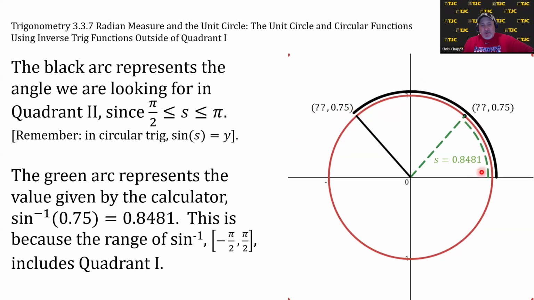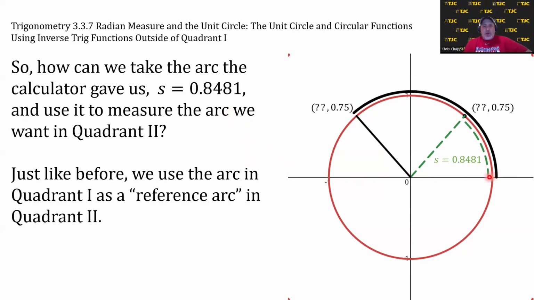Now, the green arc over here represents the value given by the calculator. Sine inverse of 0.75 equals an arc length of 0.8481. And this is because the range of sine inverse, negative pi over 2 to pi over 2, includes quadrant 1. Sine inverse can only give me answers over here. I'm looking for an answer over here. So how do we take this picture and get what we want over here? Well, the same way we've done with reference angles before.